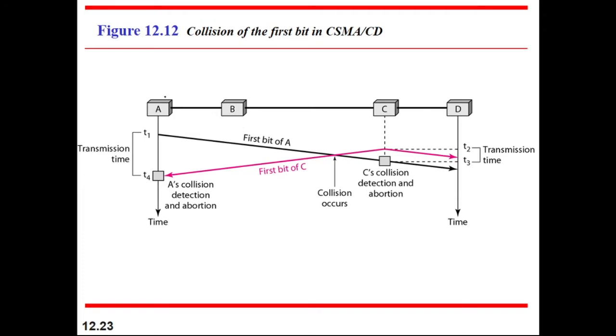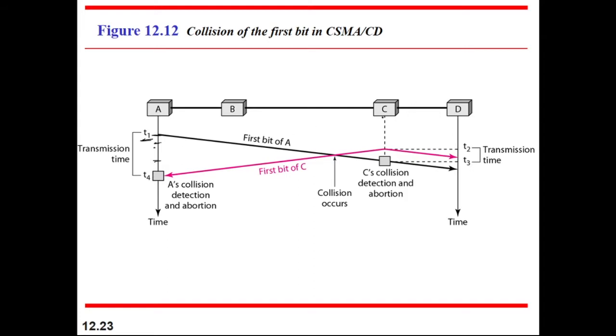See, here we have 4 stations, A, B, C, D, and station A is transmitting a frame at time t1. The first bit of A is passing here, and at transmission time t4, this is the time. See, this is t2. So we are dividing this channel into t1, t2, then t3 and t4 in this way.